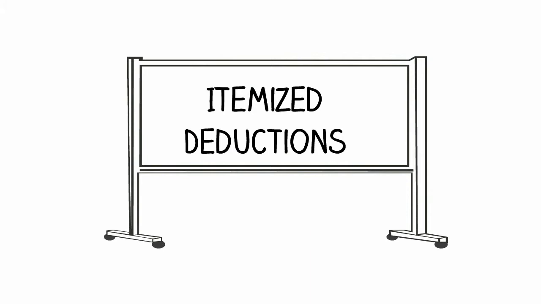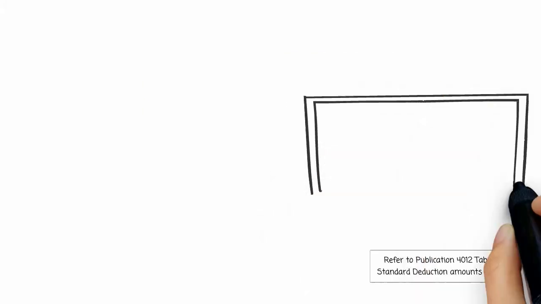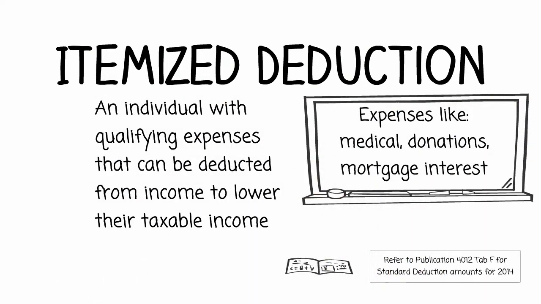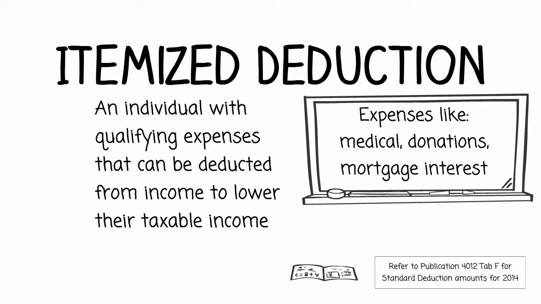Now let's look at itemized deductions. So what are itemized deductions? Well, itemized deductions are qualifying expenses an individual may have that can be deducted from their income, which also lowers their taxable income, similar to the standard deduction. The difference is the expenses have to equal more than the standard deduction to actually have any benefit to the client. Some examples of expenses are medical expenses, donations to charities, or mortgage interest paid.